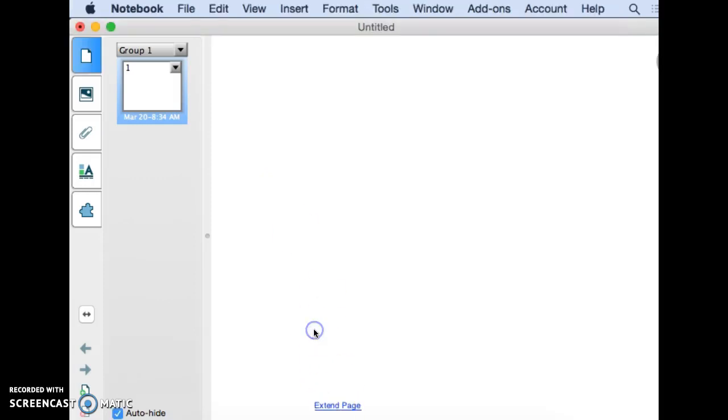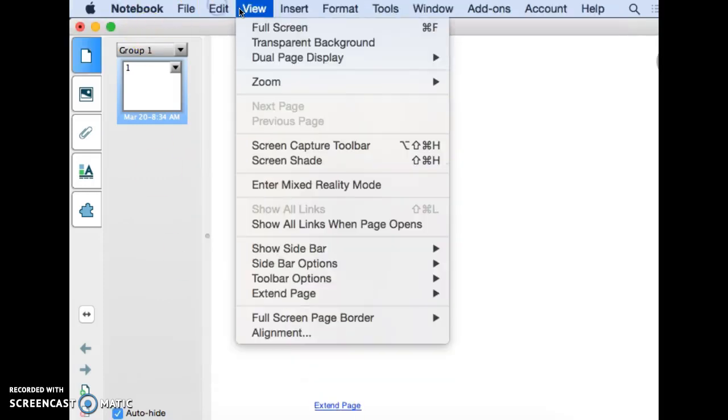All right, friends, let's go ahead and get started. This is not what I want. I want full page, full screen.